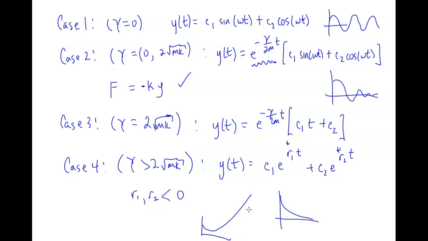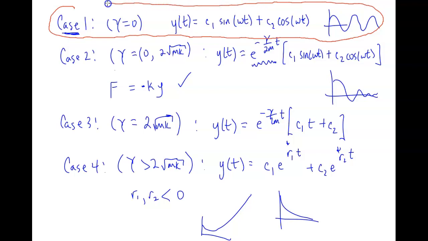Now, I wanted to do a summary of what these responses are, because we're going to focus on case 1 here. This case 1 is very important in the topic that we're going to talk about today, which is called resonance. Notice that in case 1, our response is purely oscillatory, and it never dies out.